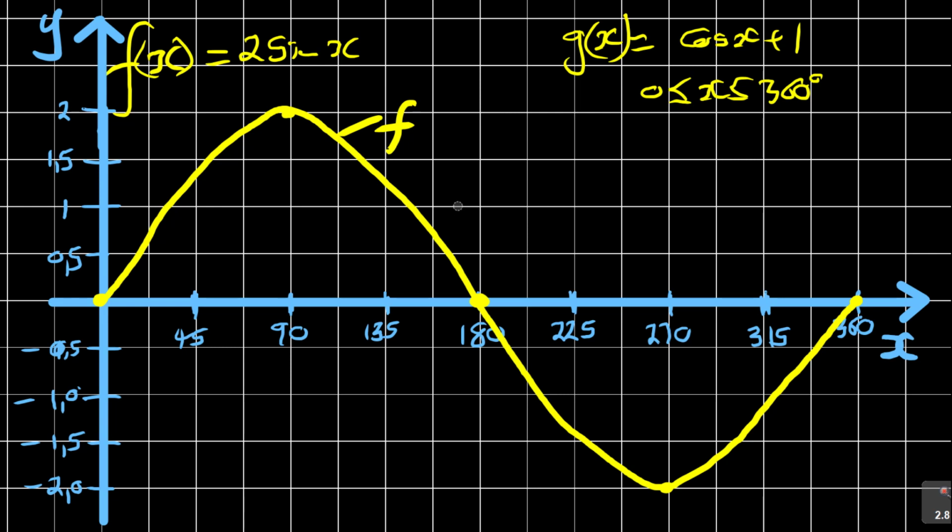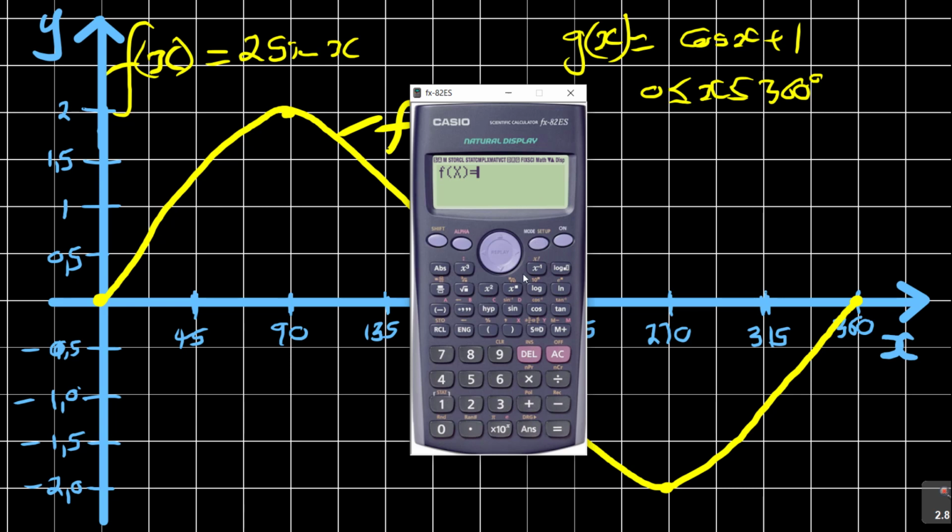Find the graph of g of x. Do the same thing. Mod 3, and then what you have here? Cos alpha x, close the bracket, plus 1, equal to, step. Where do you start from? 0. Your calculator will already keep these numbers. 360 is the end. Step 45.